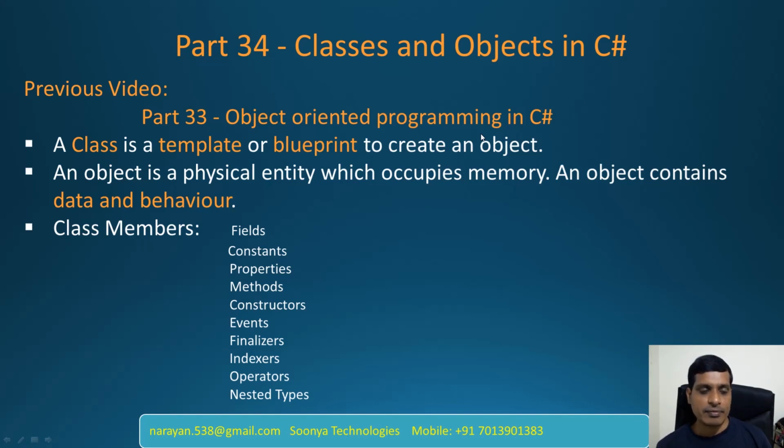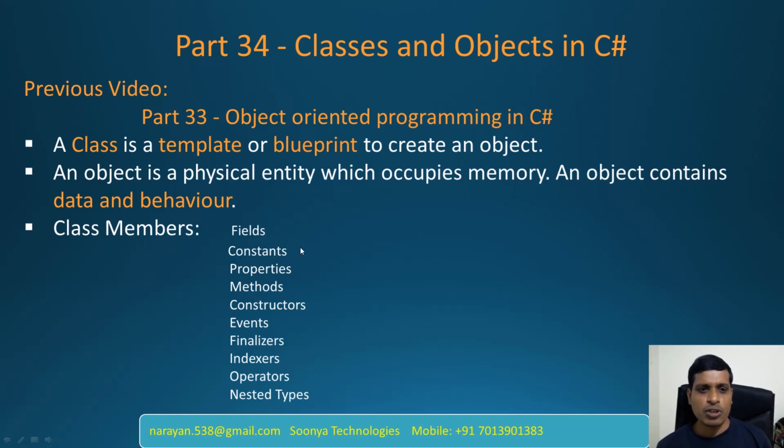What is a class? A class is a template or blueprint to create an object or instance of a class. What is an object? An object is a physical entity which occupies memory. An object contains data and behavior. What are class members? The members declared inside a class are class members. We can declare different things inside a class: fields, constants, properties, methods, constructors, events, finalizers, indexers, operators, nested types. We'll discuss these things in future videos.